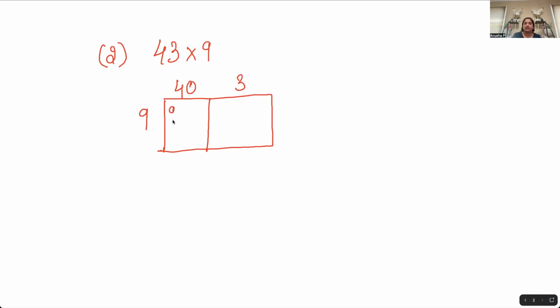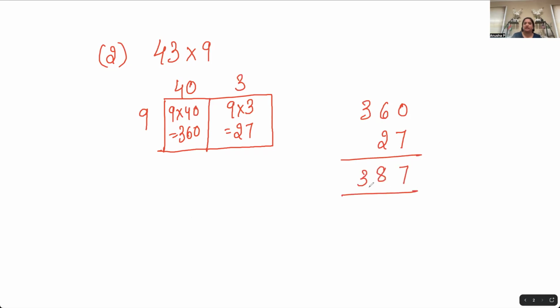So first box, 9 times 40: 9 times 4 is 36 and 0 here. 9 times 4 is 36 and 9 times 0 is 0, so it is 360. And 9 times 3 is 27. After multiplying in the individual boxes, we will add those two numbers. So 360 and 27: 7, 6 plus 2 is 8, and 3. 43 times 9 is 387.